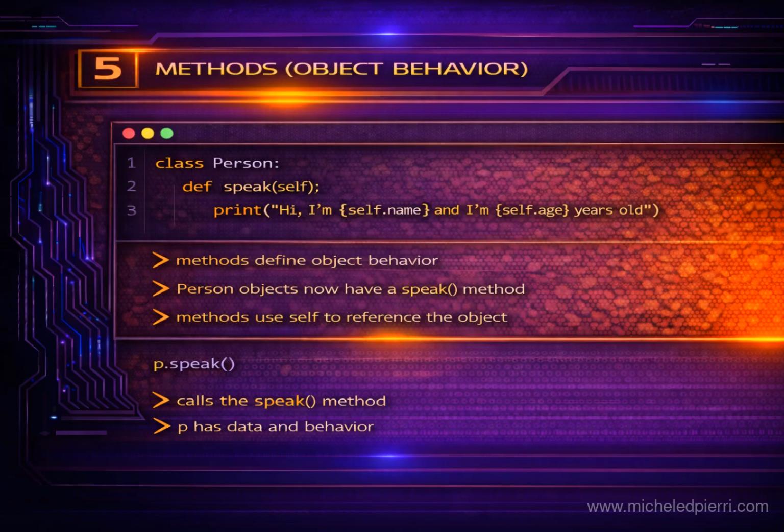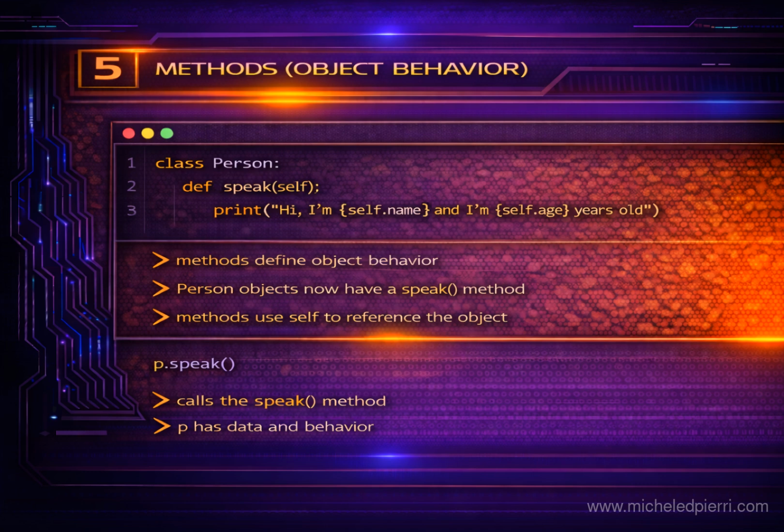In the example, the class defines a method called speak. Inside that method, it prints a sentence that includes the person's name and age by reading self.name and self.age. In other words, the method is reaching into the object and using its stored attributes to generate output. Then, when you call p.speak, you are telling Python to run that method on that specific instance. Under the hood, Python passes p as the self argument automatically. You do not type self when calling the method, but the method still receives it.